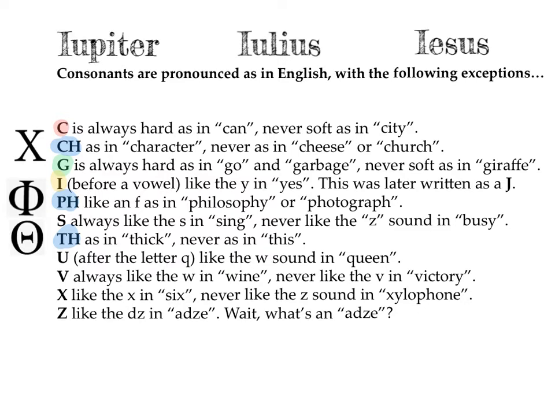Julius, Jesus. Now this very rapid y sound at the beginning of a syllable or an entire word was later pronounced with the tongue actually touching the roof of the mouth and written with a modified form of the letter I that we now know as J. Jupiter, Julius, Jesus.